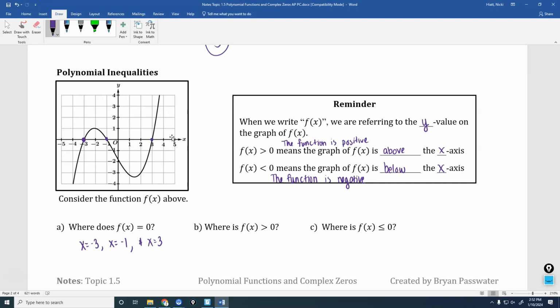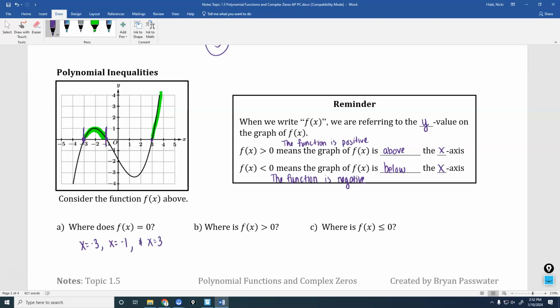But if I look at a question like f of x is greater than 0, like I see on part B, I'm looking for where the graph lies above the x-axis. So, for example, this part of the graph is above the x-axis, and this part of the graph is above the x-axis. Now, remember, whenever we're looking at these, we're talking about the x-coordinates where this happens, the domain where it happens. You can think of sectioning it off with those vertical lines.